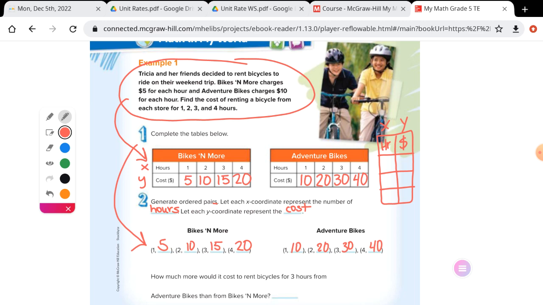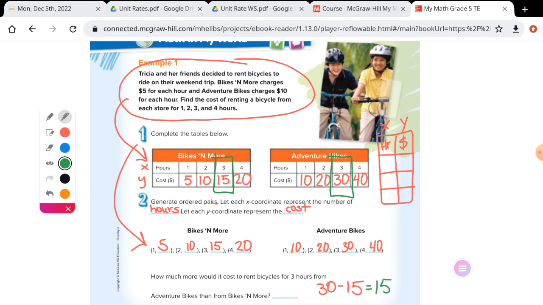Okay? How much more would it cost to rent bicycles for 3 hours? For these types of problems, you will have a quick number, an expression to solve. Just a short, quick problem. Kylie? 30 minus 15. Okay, where did you find those numbers? Because for 3 hours at Adventure Bikes, it's $30, and for 3 hours at Bikes and More, it's 15. Yeah, so we would look at 3 hours for both of them. It's an easy comparison. And she said it's $30 at Adventure Bikes and $15 at Bikes and More. So I can do 30 minus 15, which is what, Rory?